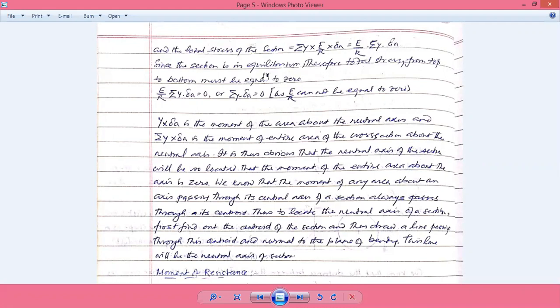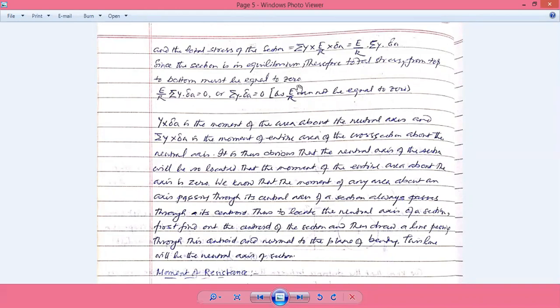And this section is supposed to be in equilibrium, because we know that each section is in equilibrium. The bending stress thus created balances the external load on the section itself. So we can say the total force acting over this area is equal to 0. The area doesn't have a resultant force; it is actually 0 itself. So E by R multiplied by the summation of y delta A is equal to 0, or the summation of y delta A is equal to 0.